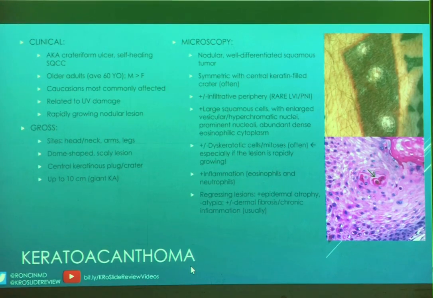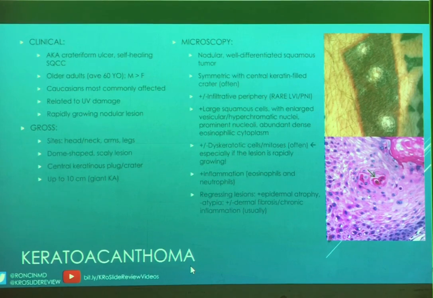So we were able to appreciate quite nicely in the same field how blue or basophilic the normal epidermis was compared to the eosinophilic cytoplasm of these abnormal keratinocytes. You may or may not see dyskeratotic cells or mitotic figures, but they are often present, and we were able to see them in our figure. And that's what the arrowhead is pointing to in the lower picture, is dyskeratotic cells. These are more commonly seen if you have a rapidly growing lesion, so keep that in mind.